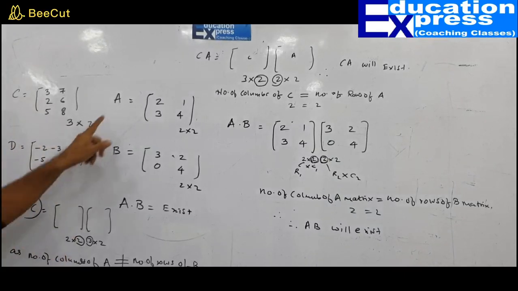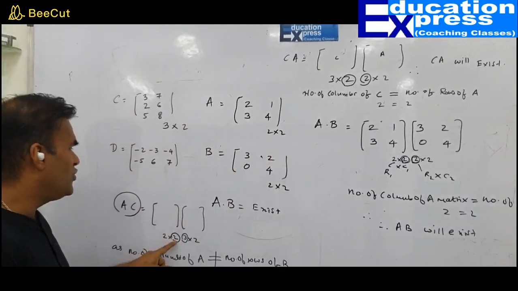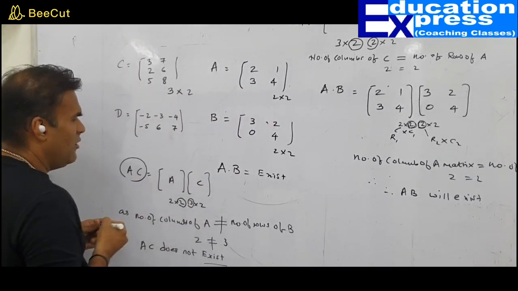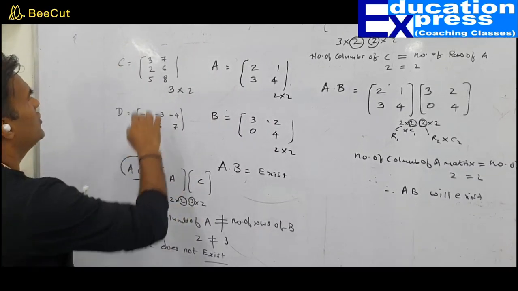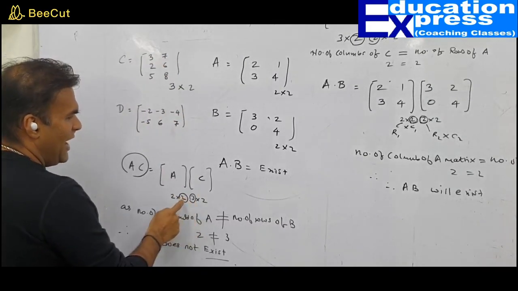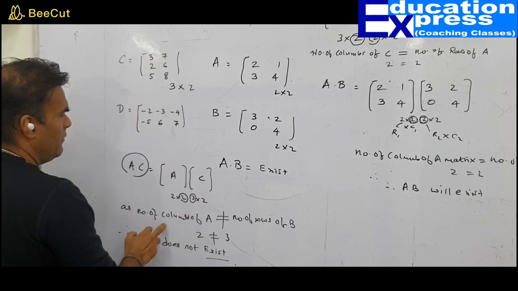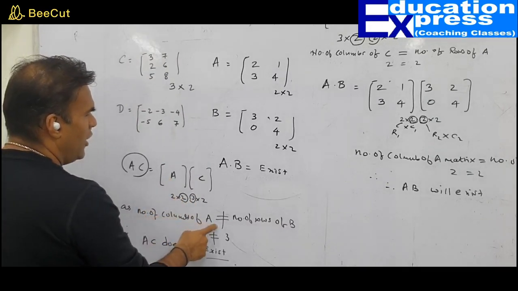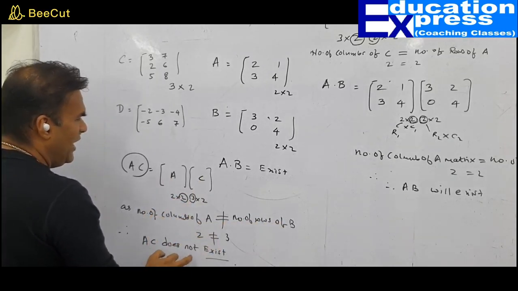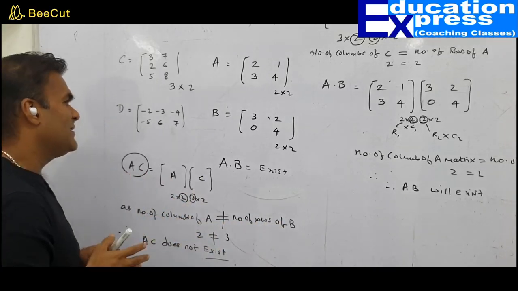A, C. What is the order of A? 2 into 2. So this is matrix A. This is matrix C. What is the order of matrix C? 3 rows, 2 columns, 3 into 2. Are they the same? No, sir. The number of columns of A is not equal to the number of rows of C. 2 is not equal to 3. Hence, AC does not exist.